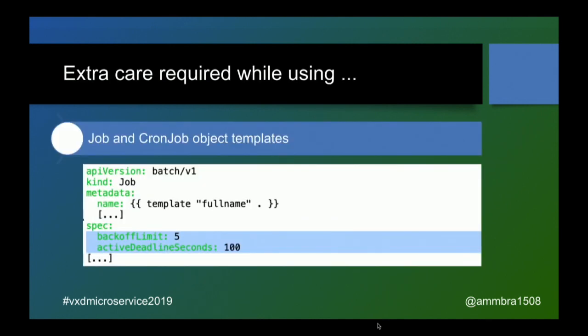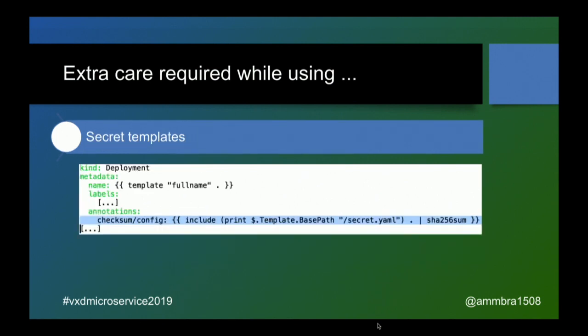Some extra care is required when using Job and CronJob object templates, because these objects have an impact on scheduling. You can end up with jobs that are forever running, or that are running from time to time, and you don't know why that happened. So on these, you typically specify by hand the backoffLimit and the activeDeadlineSeconds to make sure that they will have a finite time of working.